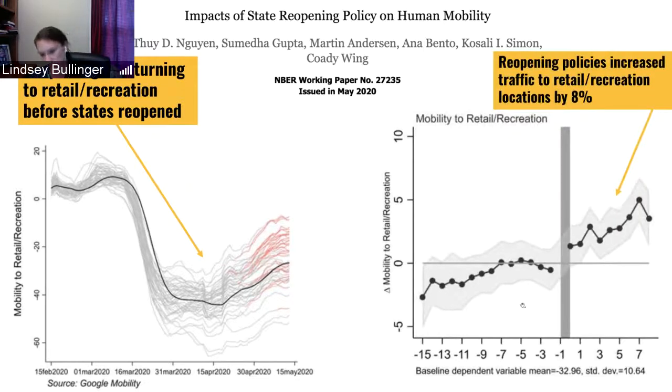This figure on the right shows that states' reopening policies did increase traffic to retail and recreational locations by about 8%, but you can see that this trend is starting to pick up even before those policies were in effect, which is the point of the figure on the left.